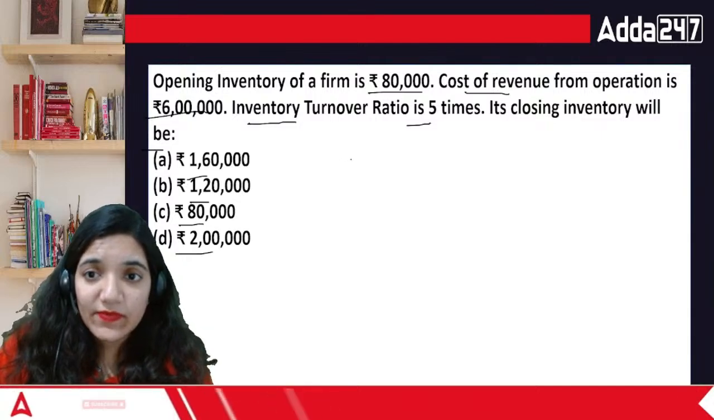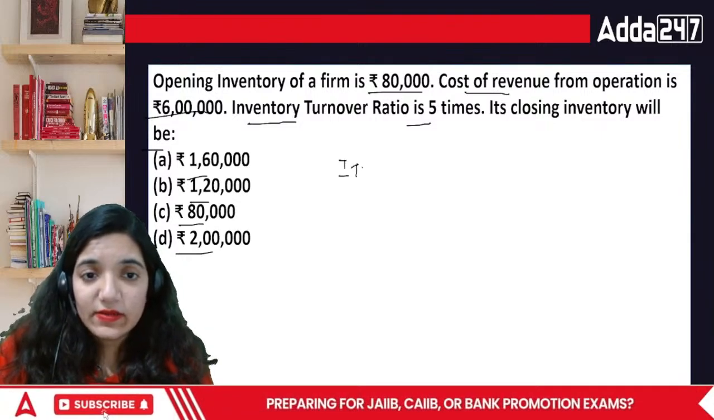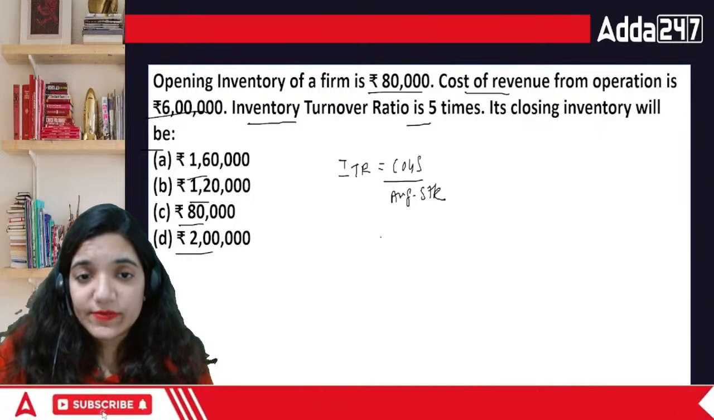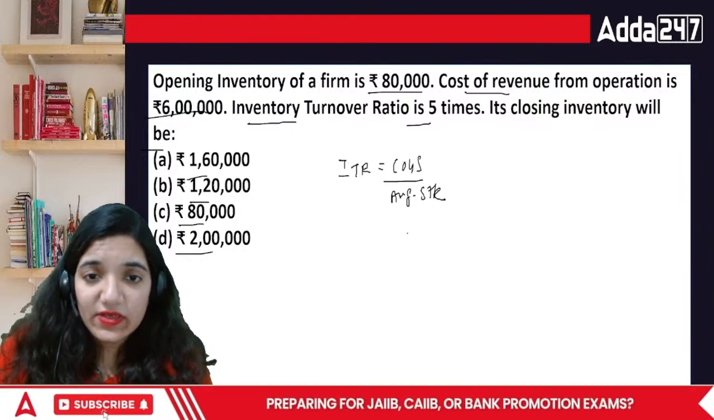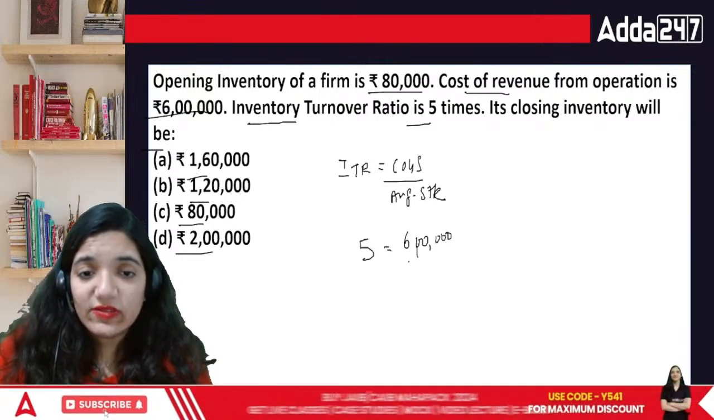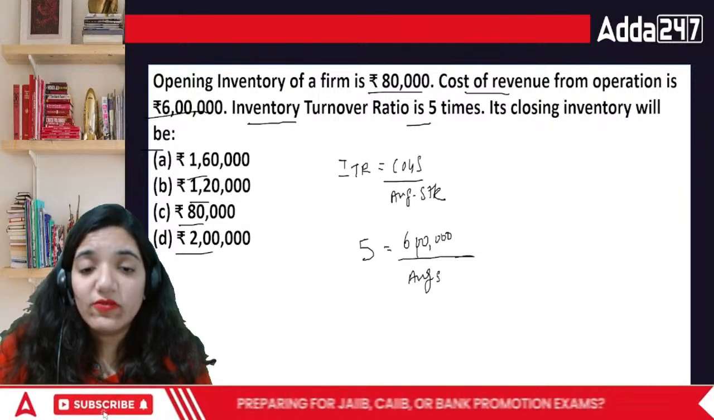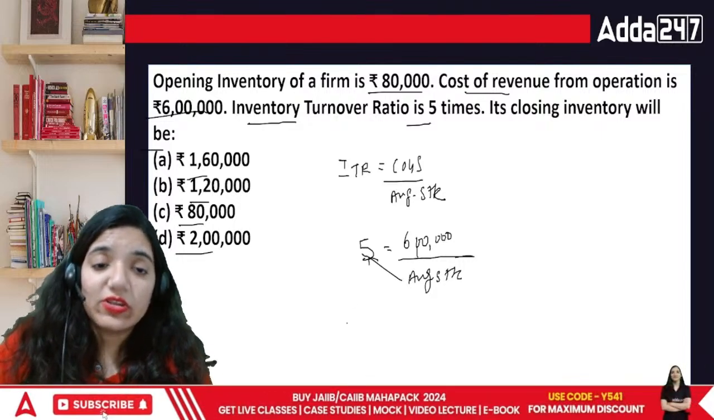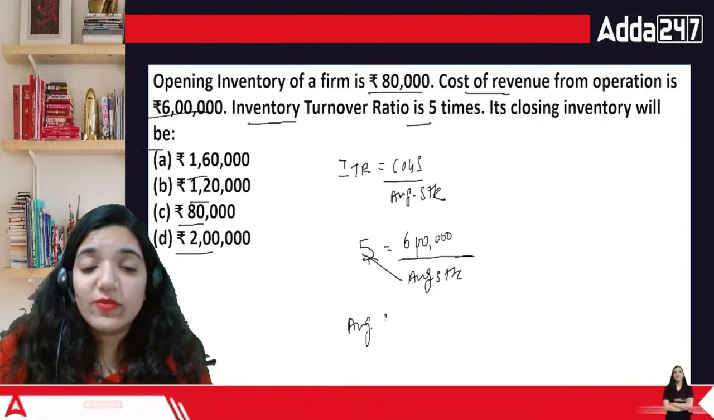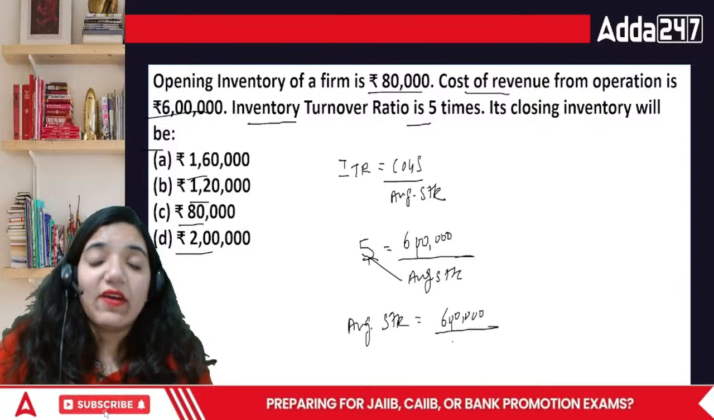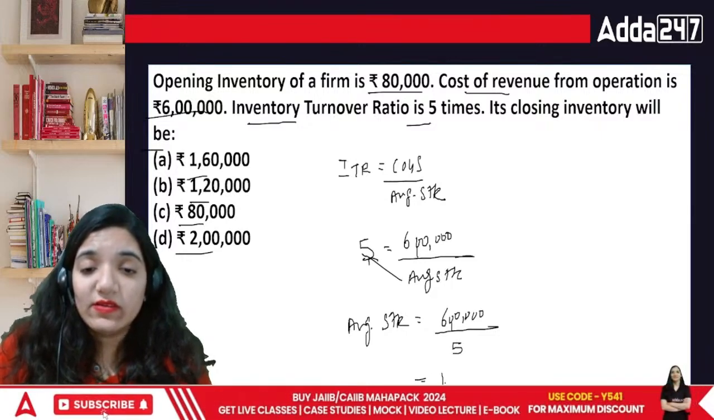Your ITR is equal to COGS upon average stock. Your COGS is given, which is 6 lakhs. Your ITR is given, which is 5. But your average stock, for the time being, I don't know about. So then you take average stock on the above side. Then it will come out to be average stock is equal to 6 lakhs divided by 5.